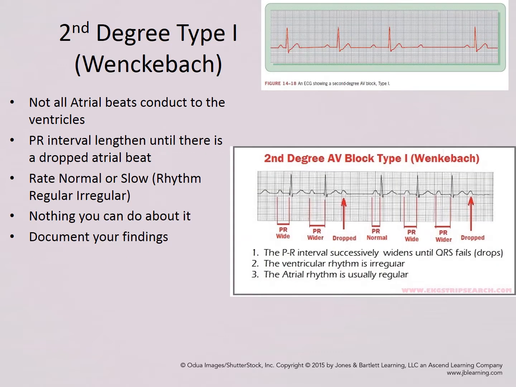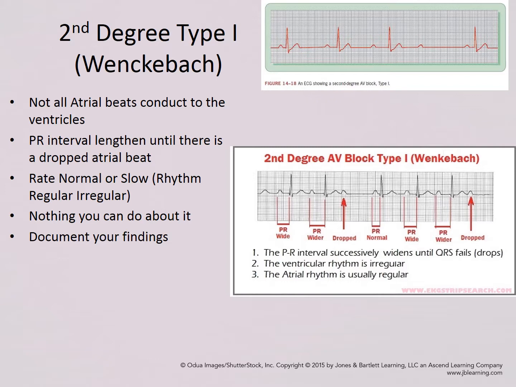Second degree AV block, also called type 1, also called Wenckebach. This is when not all of your atrial beats conduct to the ventricles to cause a QRS. So your atria is beating normally, contracting normally, but at some point the signal does not get sent to your ventricles. Your PR interval length will gradually lengthen until there is no QRS at all. It drops the beat. Your rate is typically normal or slow, and there's again nothing you can do about this rhythm, so you just want to document your findings.